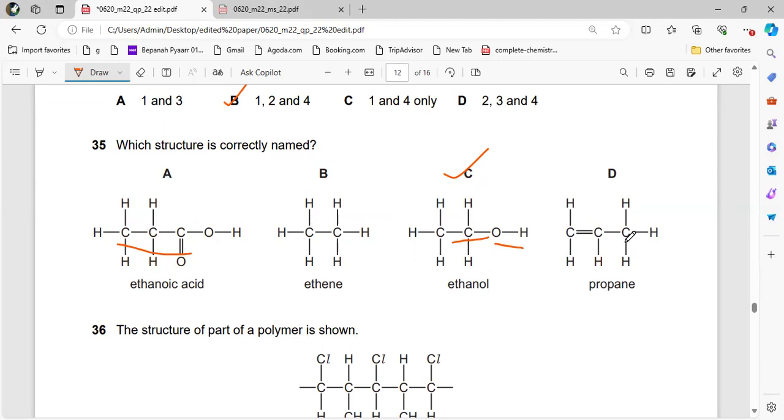And in option D, it is having a double bond. So it's an alkene and it is having 3 carbon compound, 3 carbon here. So it is propene actually. So again, this is wrong. Option C is correct.